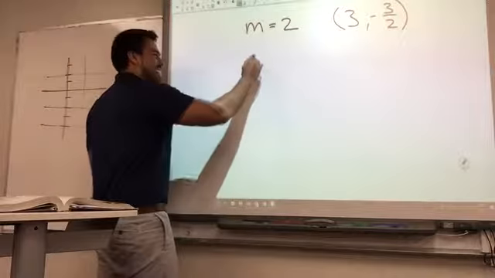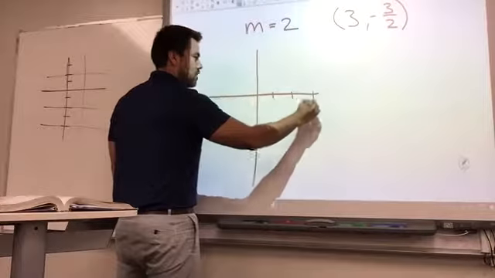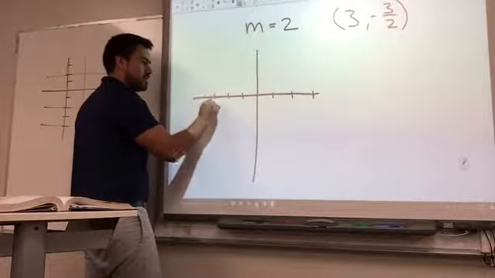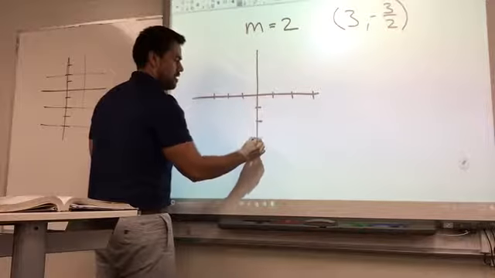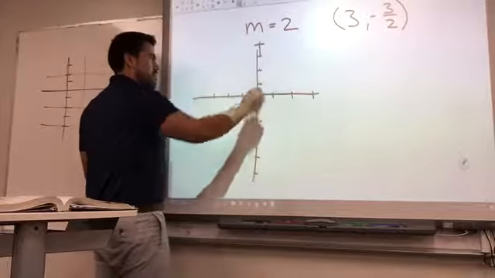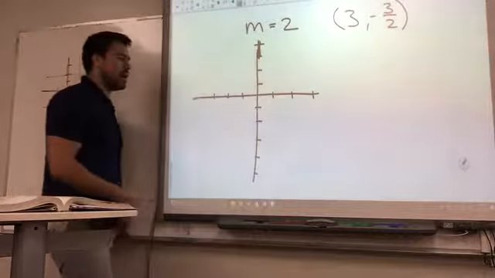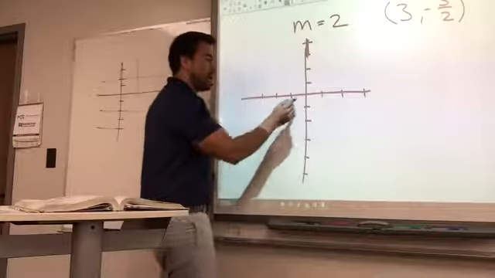Okay, and then I'm going to go ahead and get this set up. I'm going to draw my lines a little bigger for emphasis. So don't be scared of fractions. It happens, and we'll be ready for it. Okay, 3 and negative 3 halves.